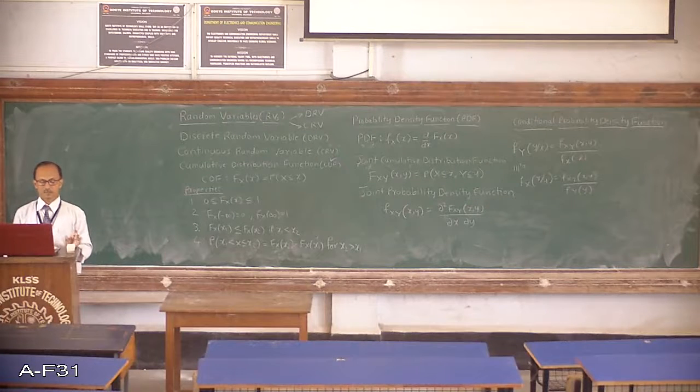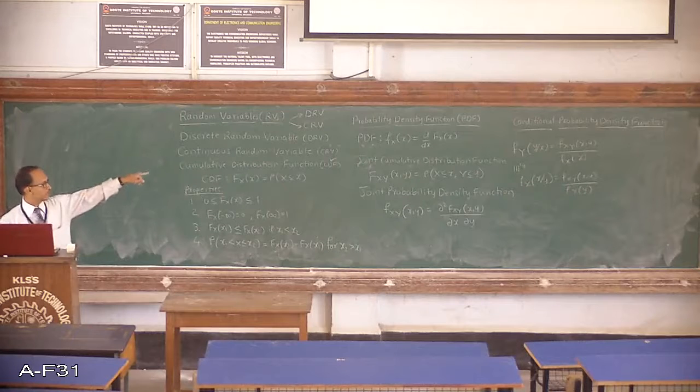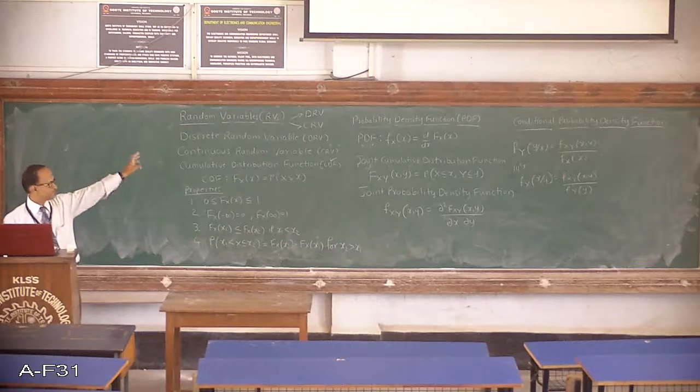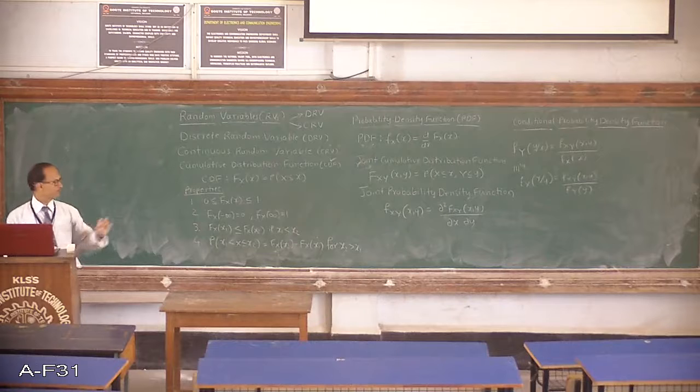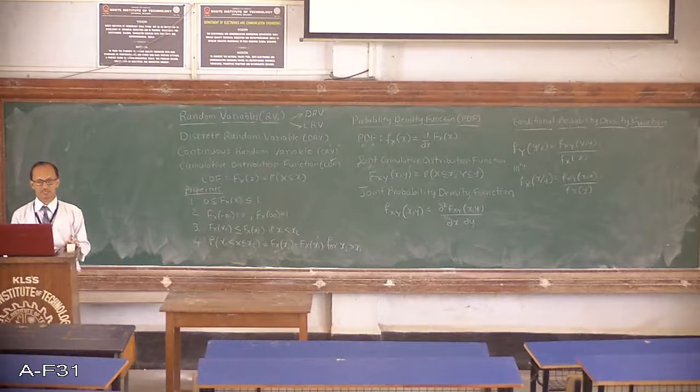The third property is, if the random variables x and y are statistically independent, then the conditional probability density function reduces to the marginal density function. That is, fy of y slash x, the first expression, simply reduces to fy of y, and the second expression, fx of x slash y, simply reduces to fx of x. They simply reduce to their respective marginal densities. So these are some of the properties of the conditional probability density function.